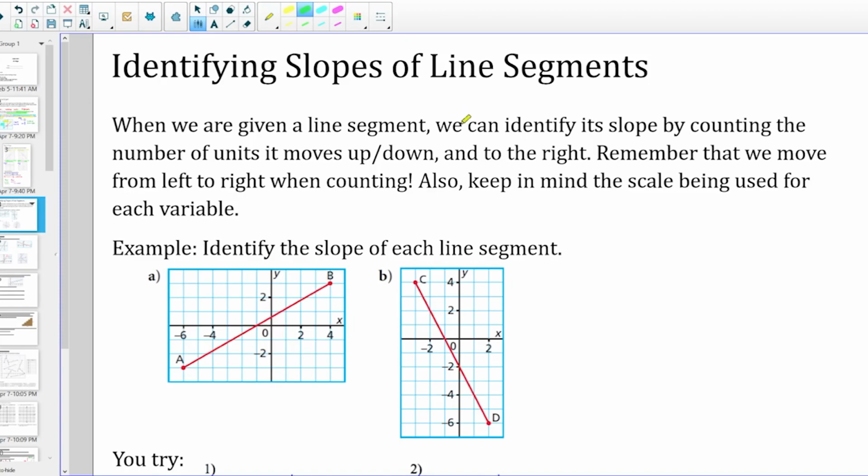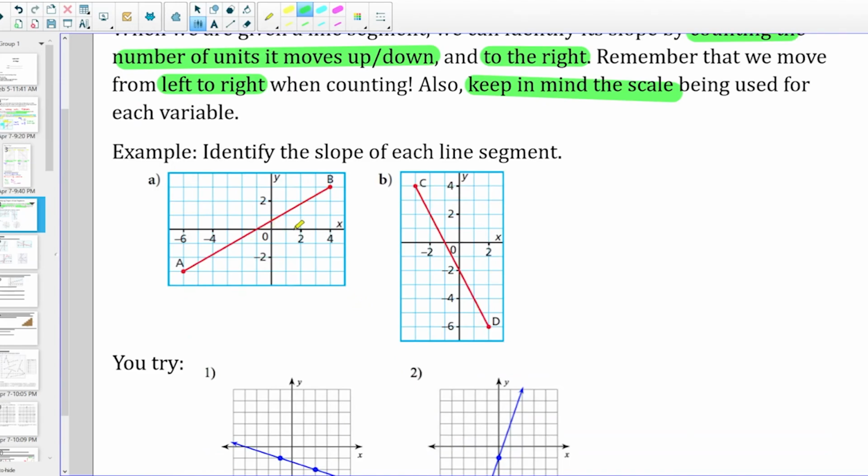So the next thing that we're going to do is we're going to look at line segments and try to figure out what their slopes are. We can identify the slopes of line segments by counting the number of units that it moves up and down and to the right. Now just again, another quick reminder that we always think about these as moving from left to right. And additionally, keep in mind the scale that's being used for each variable. Now what I mean by keeping in mind the scale is we can see that each square here is 1 unit. In later examples, you might see that each square might actually represent 10 units or 100 units and so on. Let's quickly work through a couple of examples together.